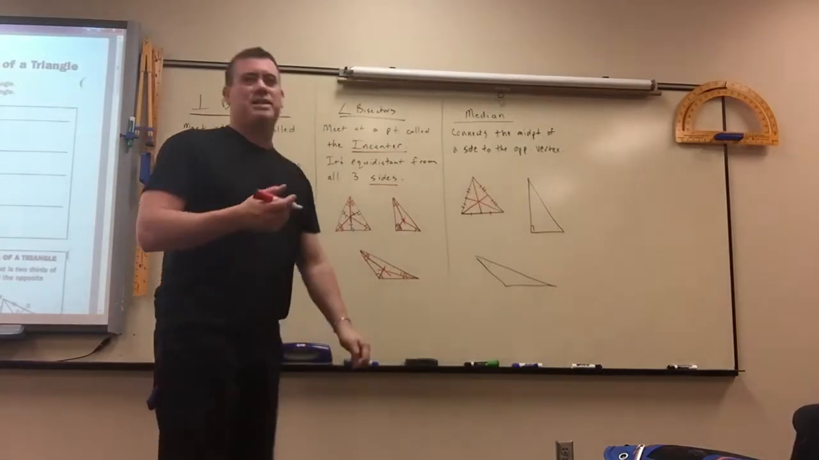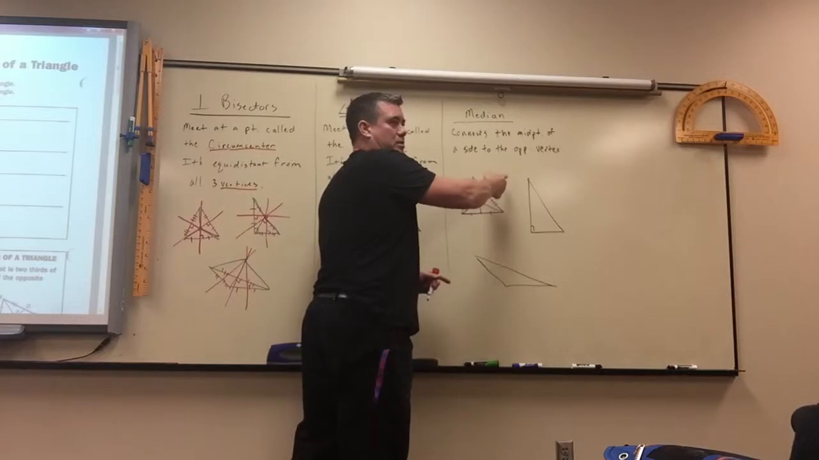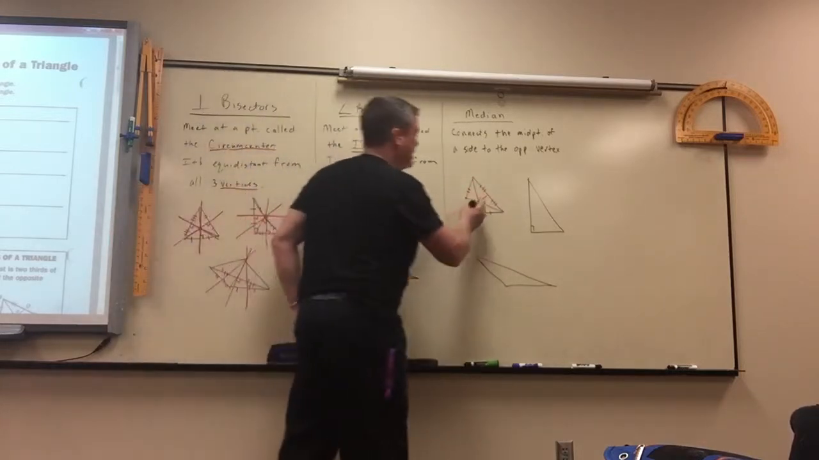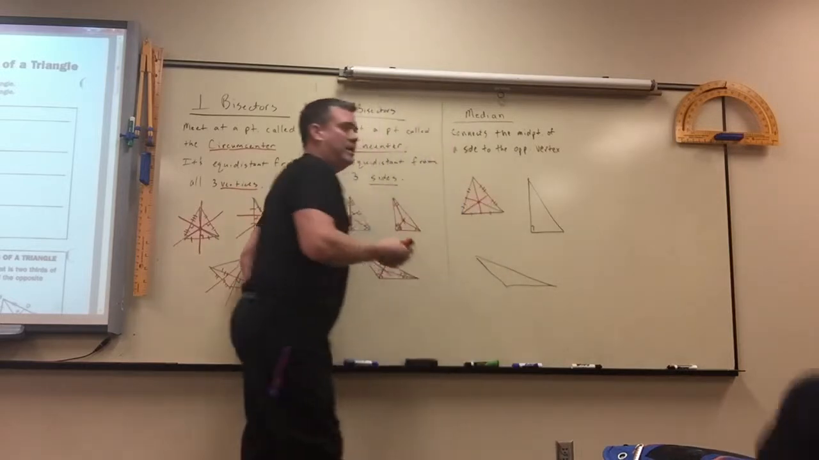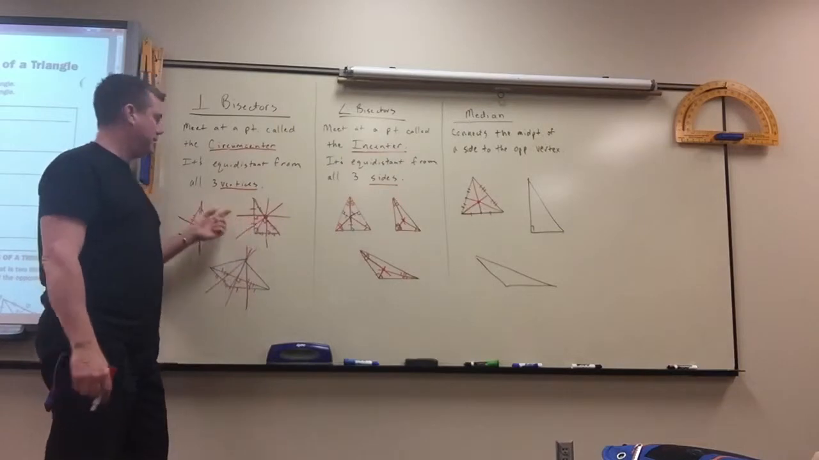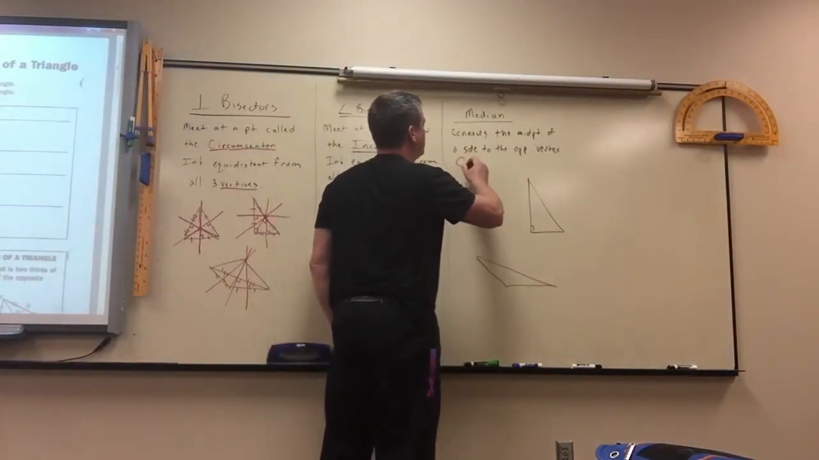If we were doing this as a construction, we would have to find the midpoint by doing the perpendicular bisector. The median is where they all meet. These will always meet at a point. It's a point of concurrency, and concurrent means they all meet at the same point. And that has a name called the centroid.